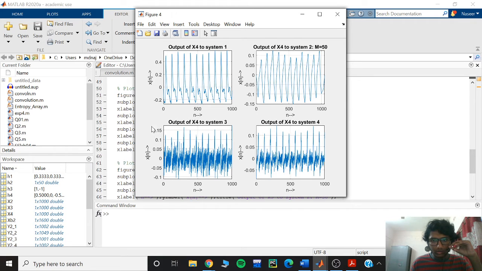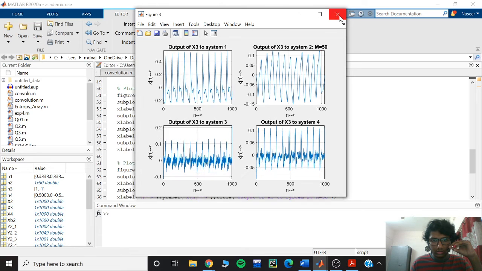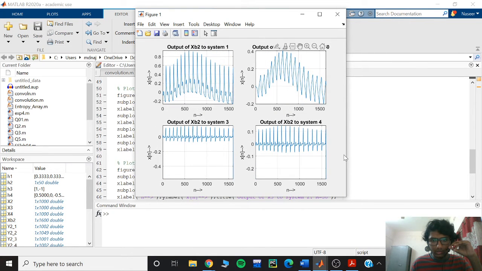So this is the output of x4 for the systems 1, 2, 3, and 4 respectively. Similarly, these are the outputs for the input signal x3. These are the outputs for input signal x3, and these are the outputs for input signal xb2.